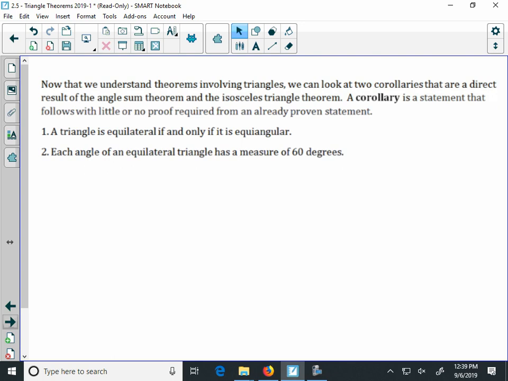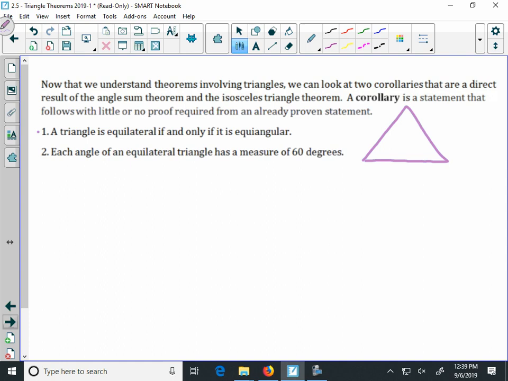Okay? And we'll see why this works. So it's pretty much you already proved a theorem, and then you get another idea from that proof. You don't really have to argue it as much. It's kind of like a postulate in a way. So the first corollary is a triangle is equilateral if and only if it's equiangular. We talked about this a little bit earlier. This is why it works.